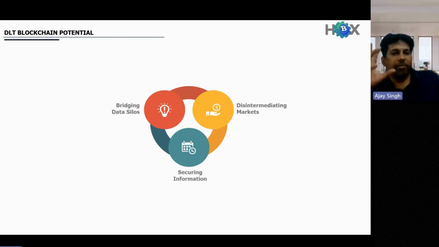The other aspect is bridging data silos. This can be looked at from an enterprise lens, where there are a number of departments who have their different databases and their different information stored separately, where information is accessed on demand via FTP or file dump, but you never have real-time access to that information.